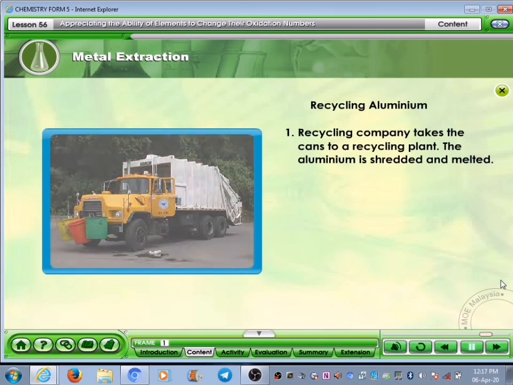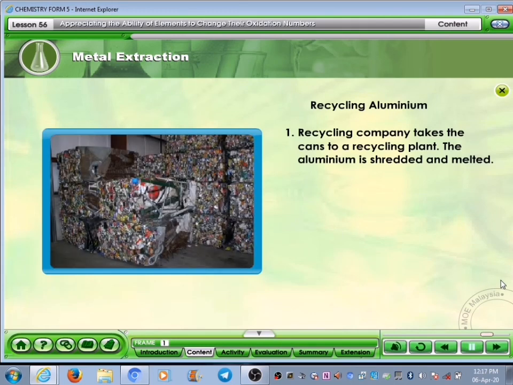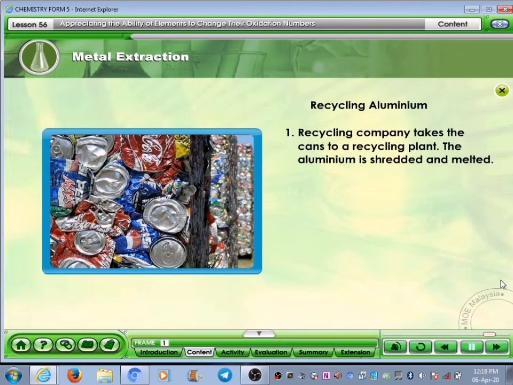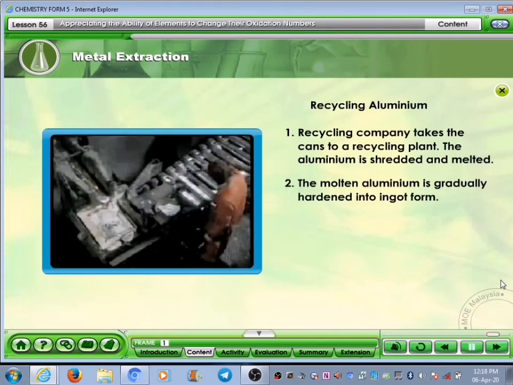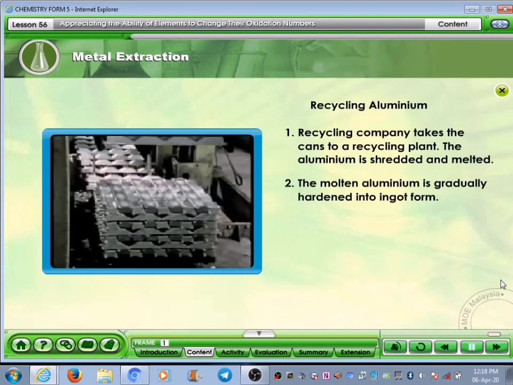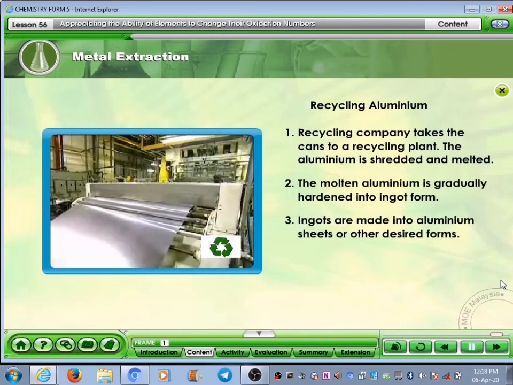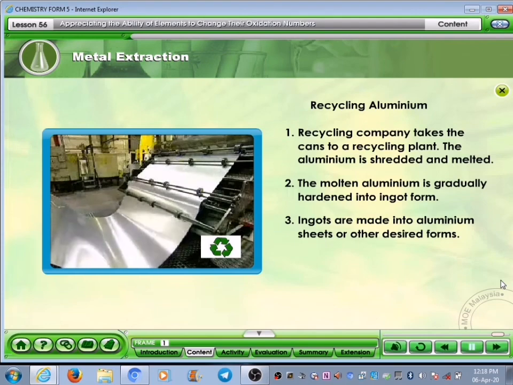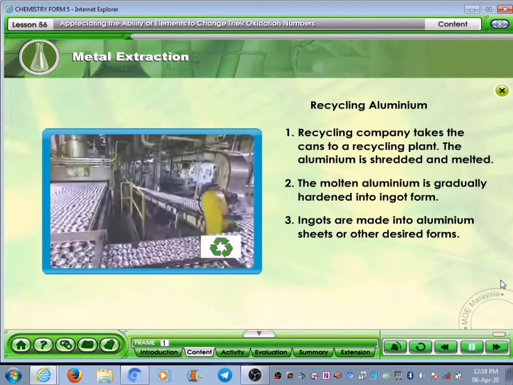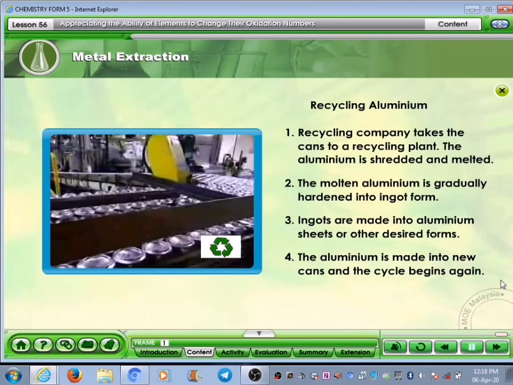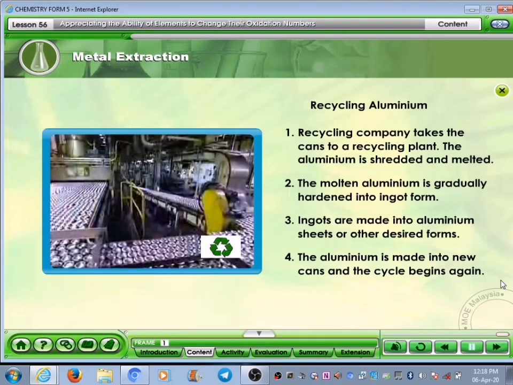The metal scraps are taken to an aluminium reclamation plant. The scraps are shredded into small pieces and fed into a melting furnace. The molten aluminium is gradually hardened into rectangular slabs called ingots, and then formed into thin sheets of aluminium. Aluminium and steel can be recycled again and again without losing their strength or quality.